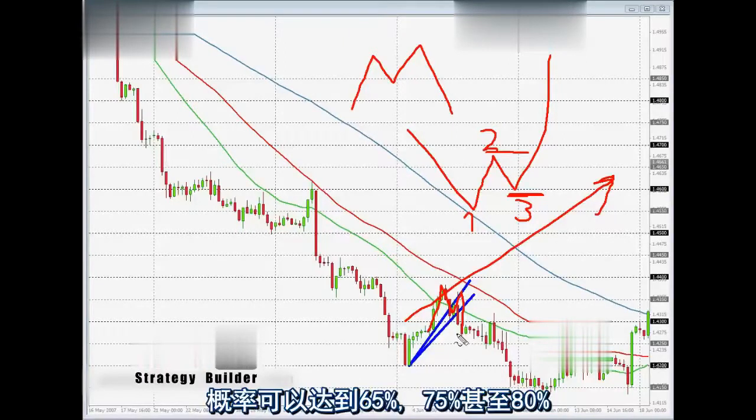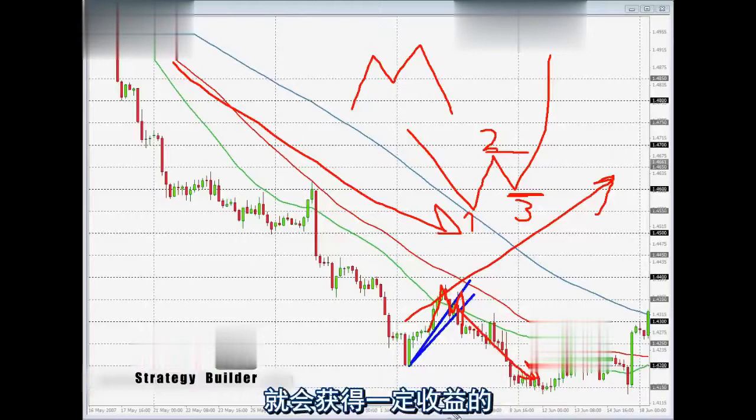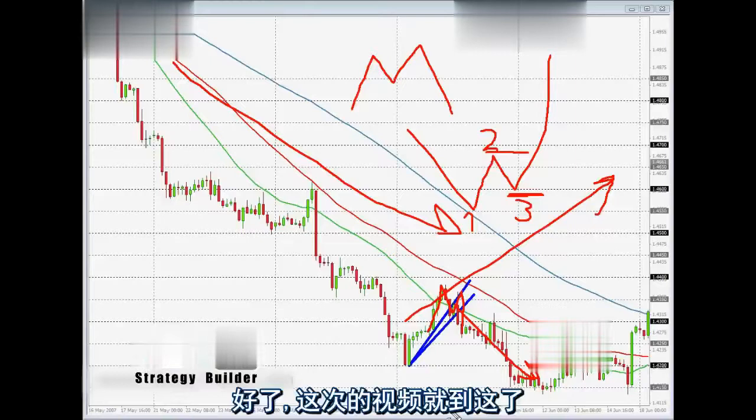You're going to be scoring a winner 65, 70, 75, 80% of the times. The trend is going to be creating a new impulse in the direction of the trend. Do your homework, do it properly, and you will be able to squeeze some profits out of a new swing. All right, guys, that's all for this video.